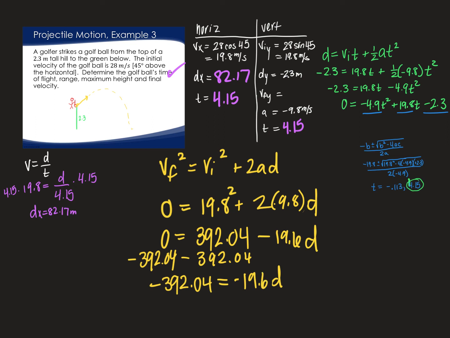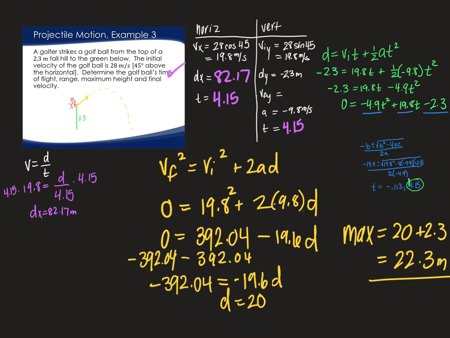So then we're going to do 392.04 divided by 19.6, which gives us 20. So our max height is 20 from where we started. Right, so we're 20 above our start height. So that means to find max height, we have to add 20 to the 2.3 we were already off the ground before we started. So our max height is 22.3 meters off the ground.